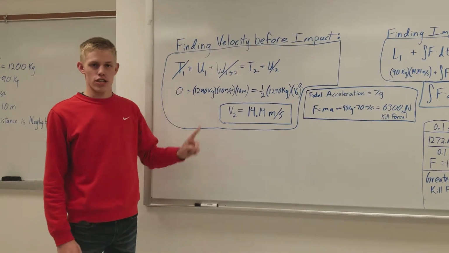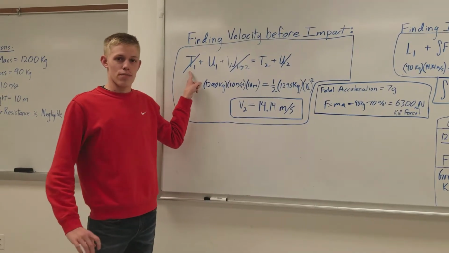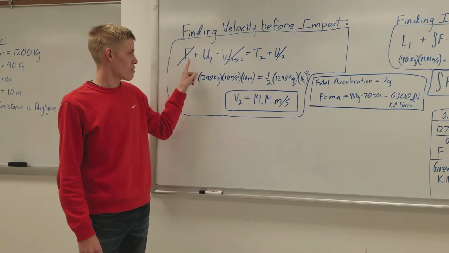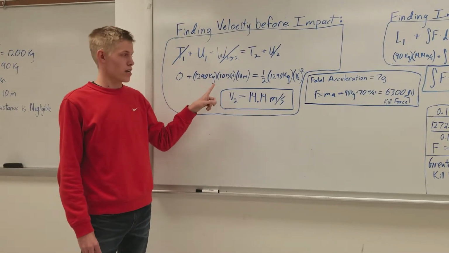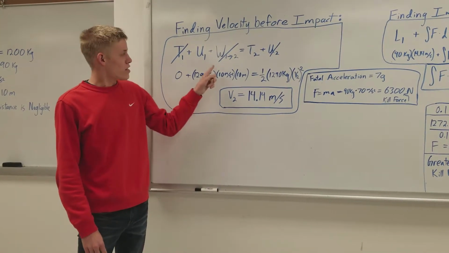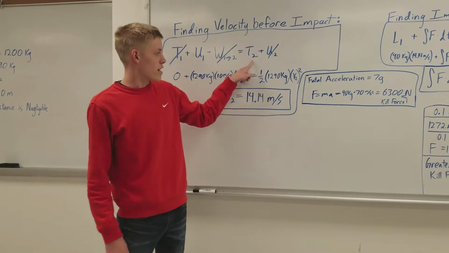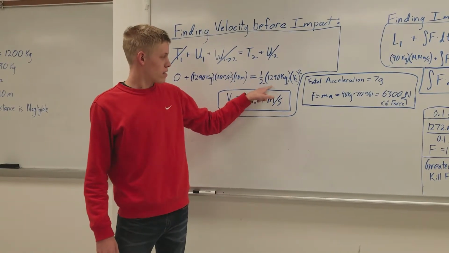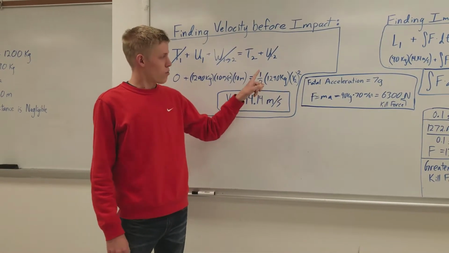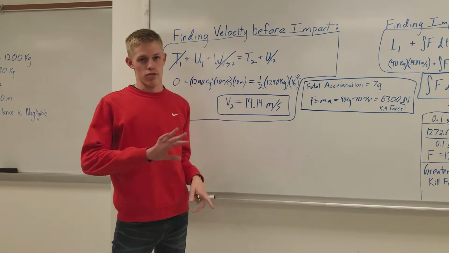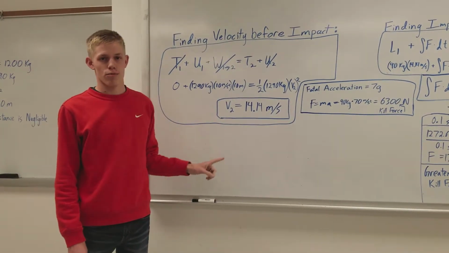Next, we use the energy equation to find the velocity before impact. The kinetic energy at the top before the elevator was released is 0. The potential energy is the mass of the elevator times the acceleration of gravity times the height of the elevator. The work is 0 because we ignored all friction forces. And the kinetic energy before impact is 1/2 times the mass of the elevator times the velocity squared. The potential energy is ignored because the height is 0. And the final velocity we found to be 14.14 meters per second.